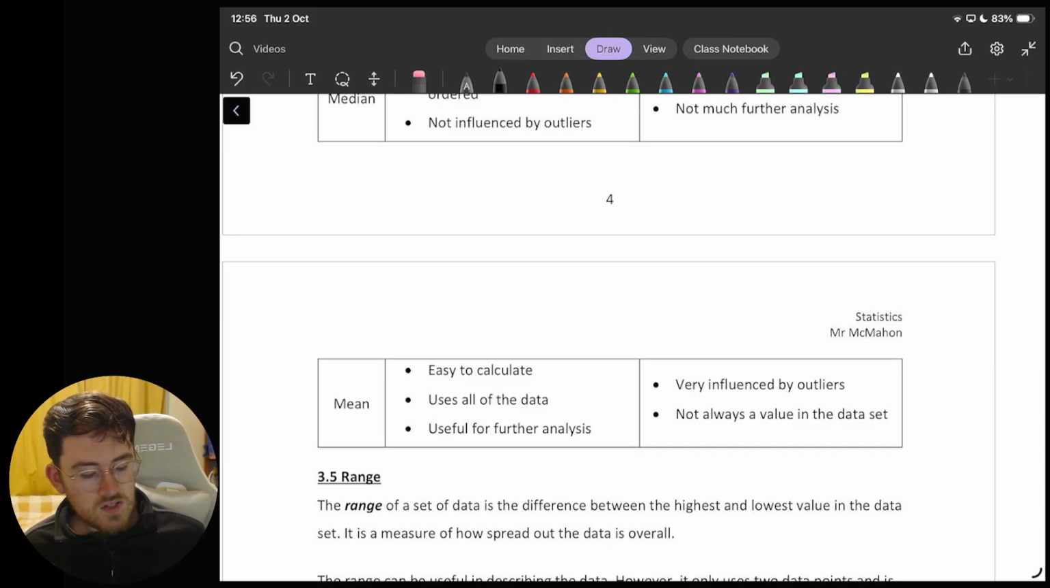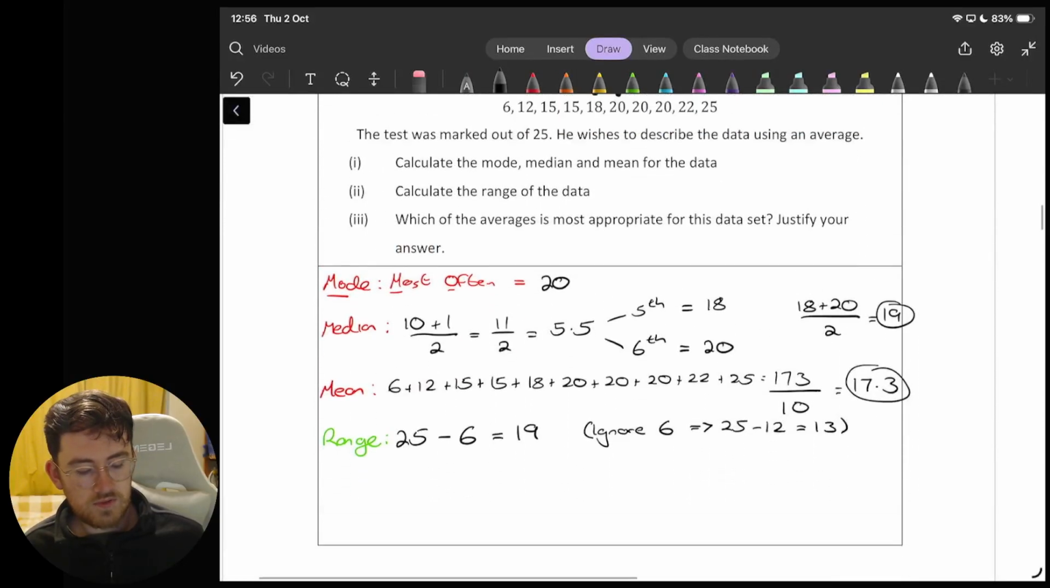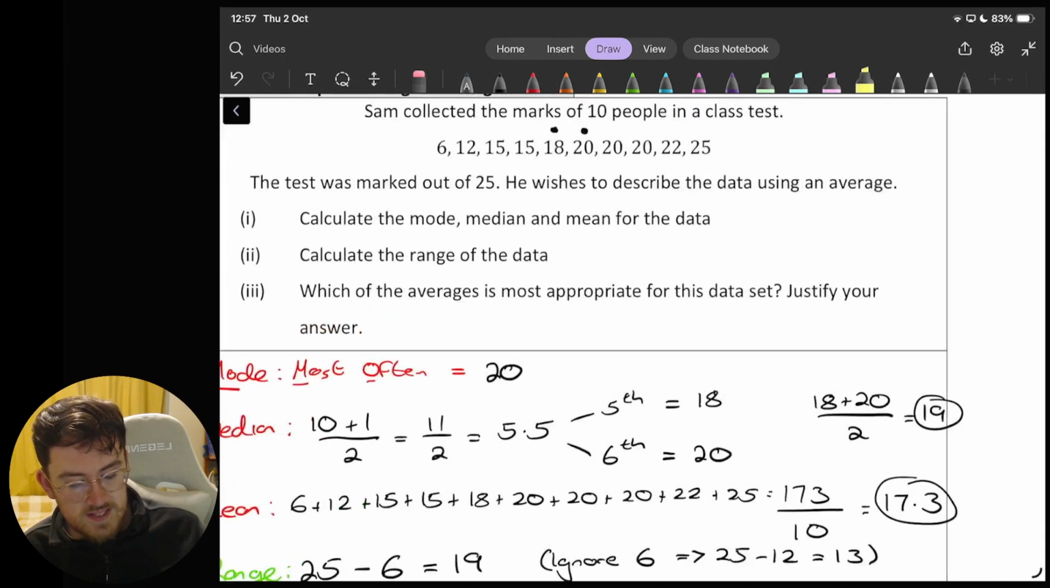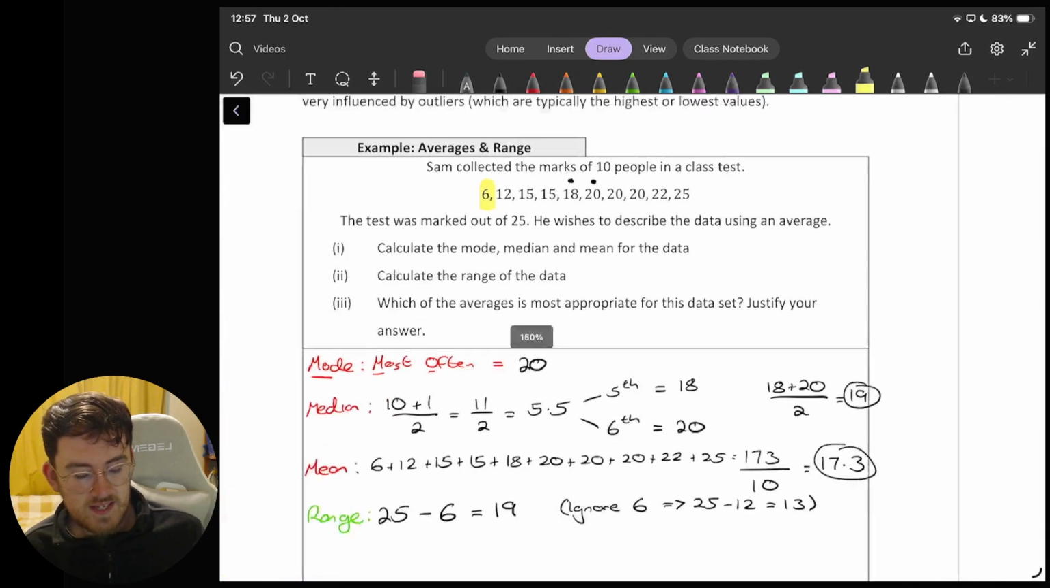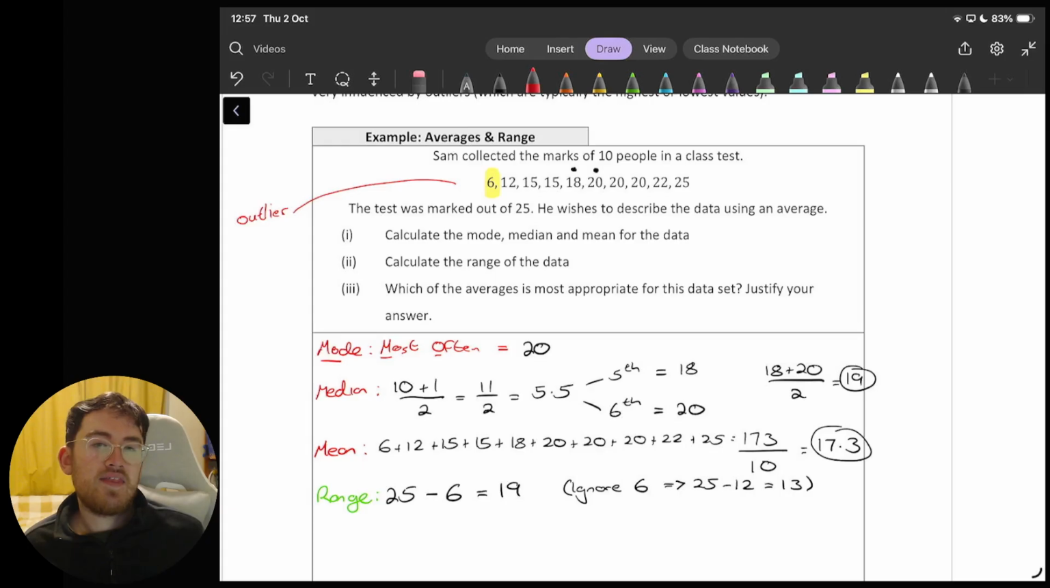So let's apply that to part 3 of this example. Which of the averages is most appropriate for this data set? Looking at the set here, we have a lot of numbers that are very close together, but we do have that 6 that we already identified. And that 6 to me is a bit of an outlier. It kind of stands out from the rest of the data. It's a fair bit lower than any of the other ones. Even the 12 is slightly lower than a lot of the other ones, but the 6 to me really stands out there.